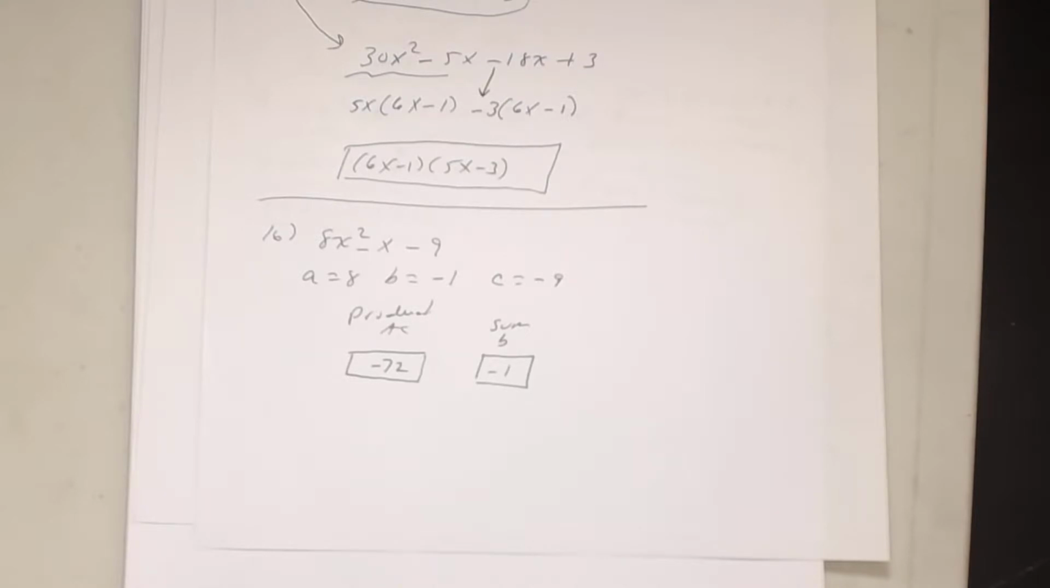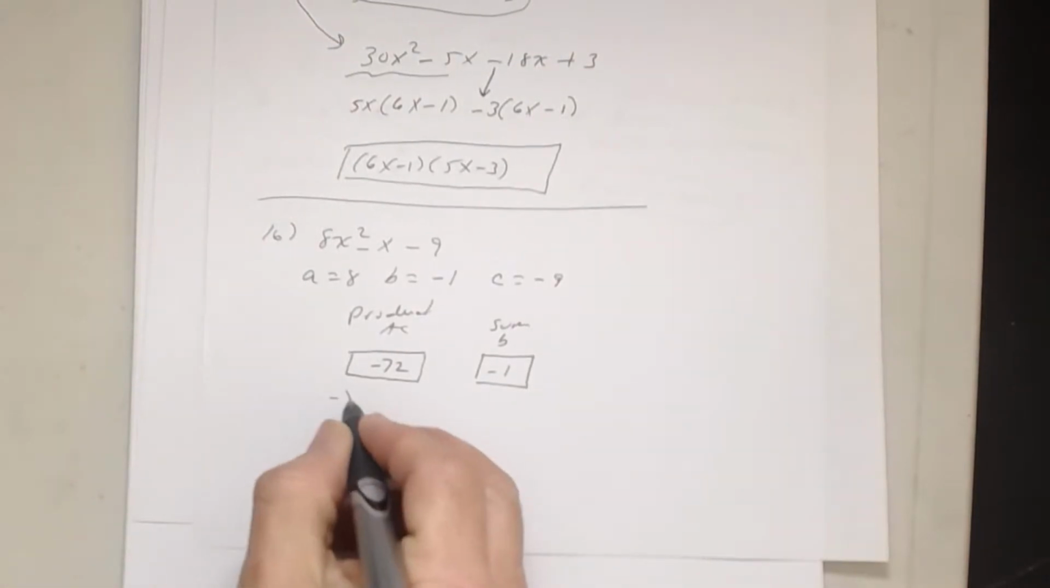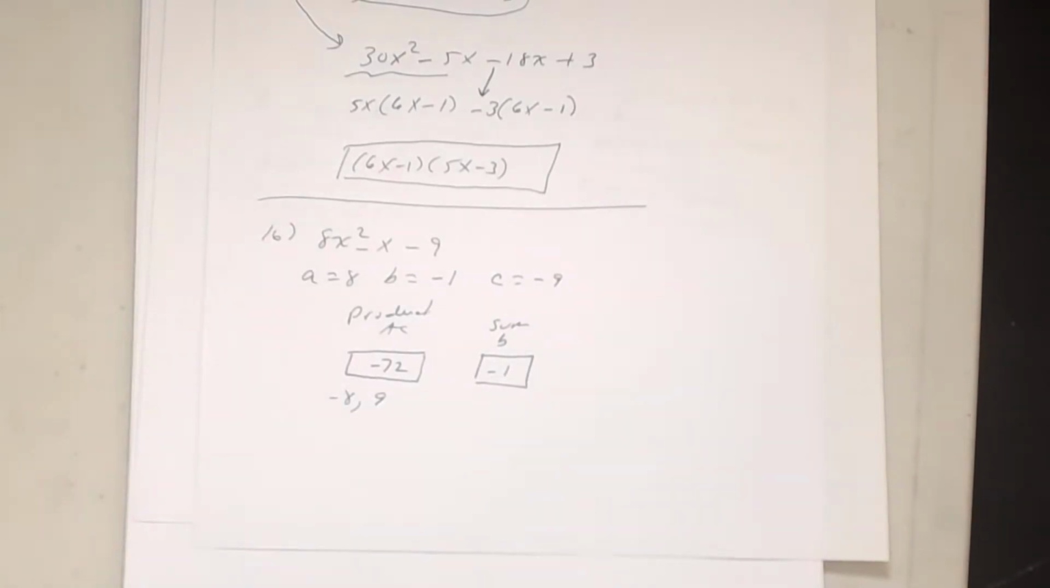9 times 8. Okay, and then you can think about, okay, you know that negative 9 times a positive 8 is a negative 72. You know that, well, I forgot what I said. Which one was negative? But if you do the other one, it's still a negative 72. But you want their sum to be what? Negative 1. So is negative 8 and a 9 going to work? No. Because our sum is what? Positive 1.